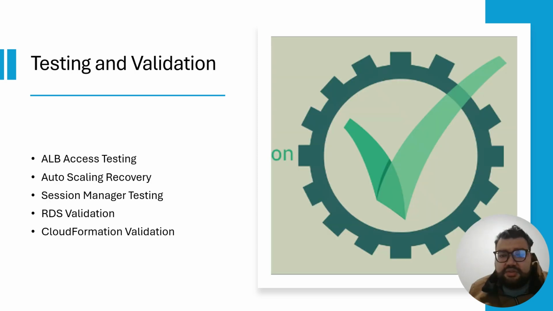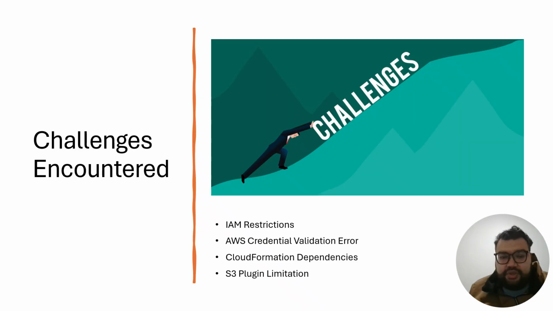Multiple testing procedures were conducted to validate the implemented architecture. The WordPress application was successfully accessed through the application load balancer endpoint. Auto-scaling recovery was tested by terminating EC2 instances and verifying that replacement instances were automatically launched. RDS multi-availability zone deployment, read replica configuration, Session Manager access, and CloudFormation stack deployment were also successfully validated.